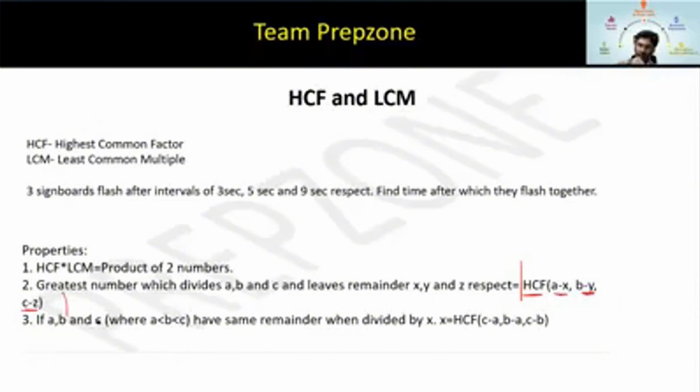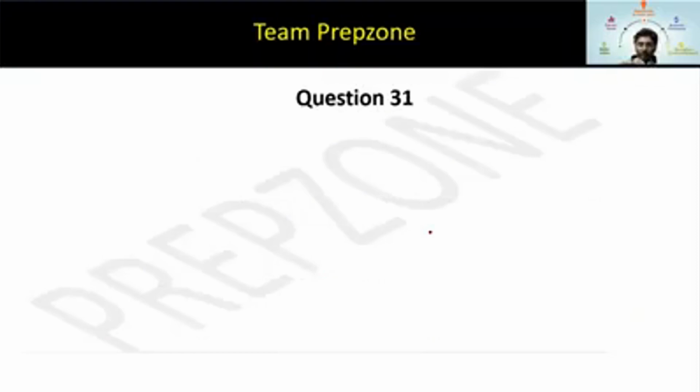If there are 3 numbers a, b, c and they are leaving the same remainder when divided by a number, then what will be that number? That number will be the HCF of c minus a, b minus a, c minus b. Again, the same remainder concept, the one that I explained to you. Remember these two as general formulas. They are very easy formulas to remember. We'll solve some questions and then it will get more clear.